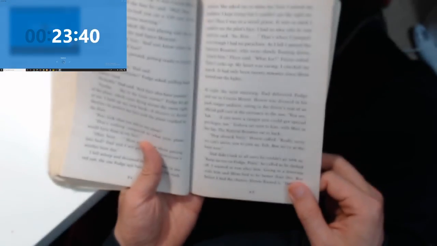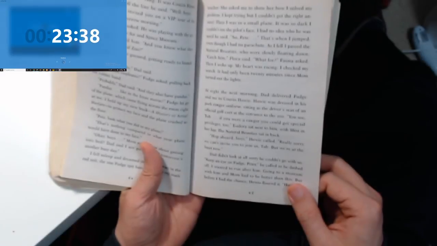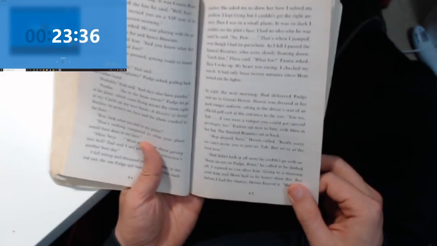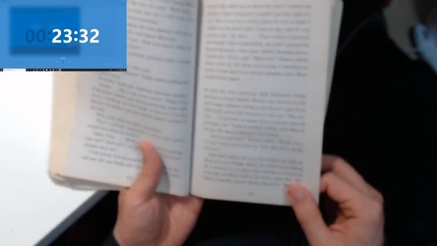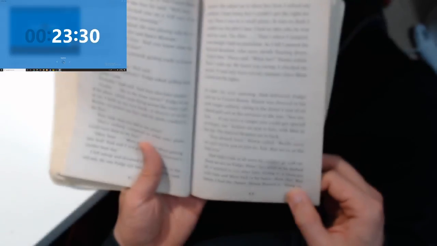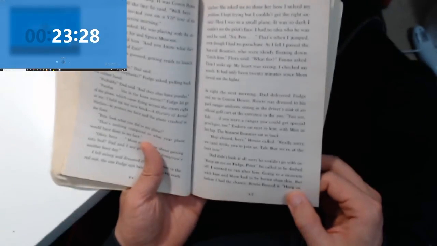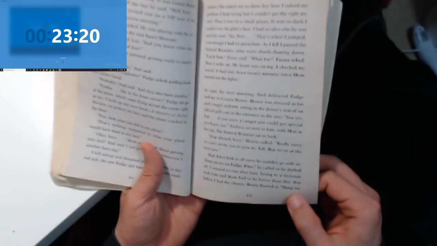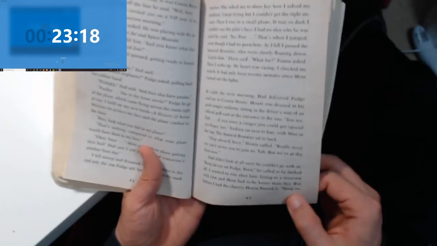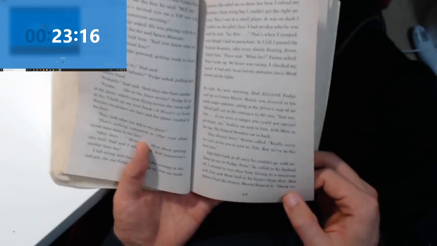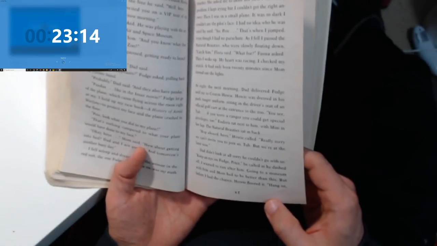"Sorry, we can't invite you to join us, Dub, but we're at the limit now." He didn't look at all sorry. "Keep an eye on Fudge, Peter," he called as he dashed off. I wanted to run after him. Going to a museum with him and Mom had to be better than this. But before I had the chance, Howie floored it.